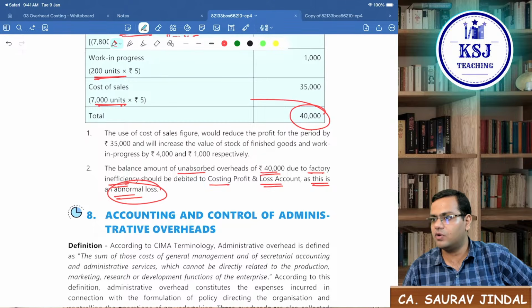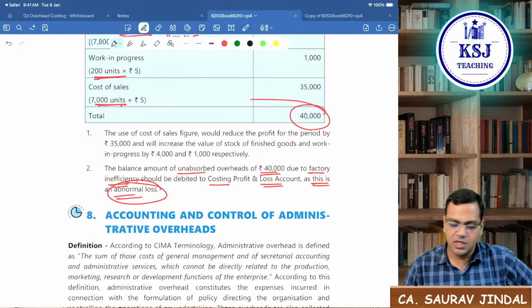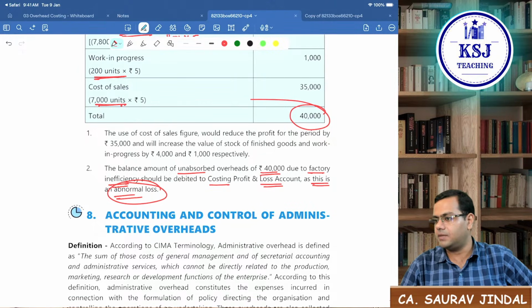Practical problem 4, which is a very, very important problem which has already been asked in the examination multiple times.